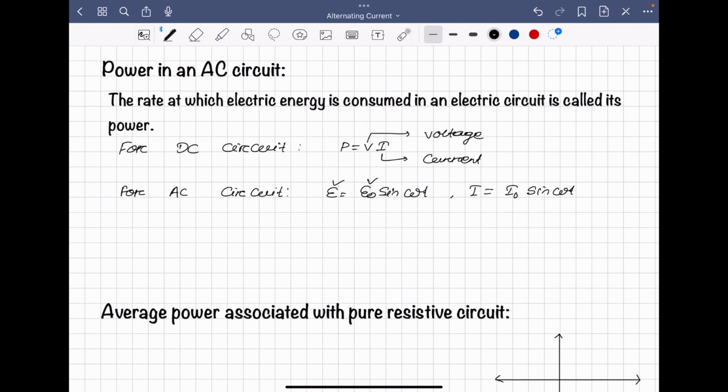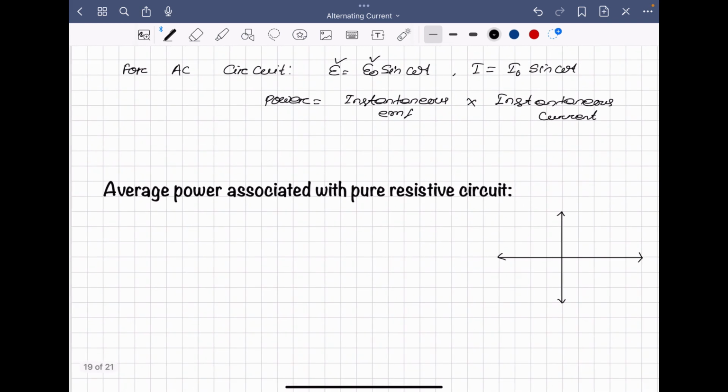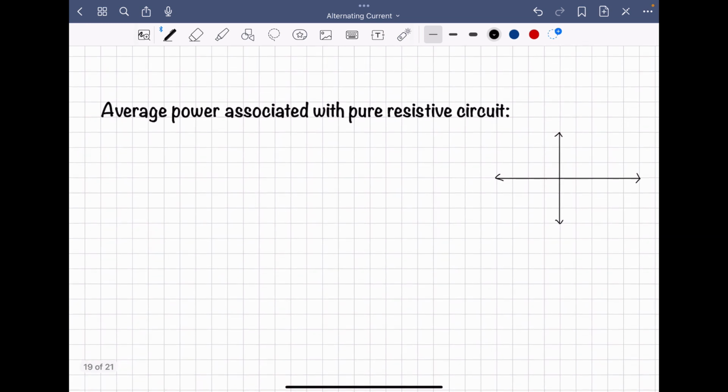But here we don't have to calculate the instantaneous power only; we have to calculate the average power. For average power we have different formulas, so let's derive that formula. First of all, we discuss the average power associated with a pure resistive circuit. A pure resistive circuit means an AC circuit containing a resistor only.